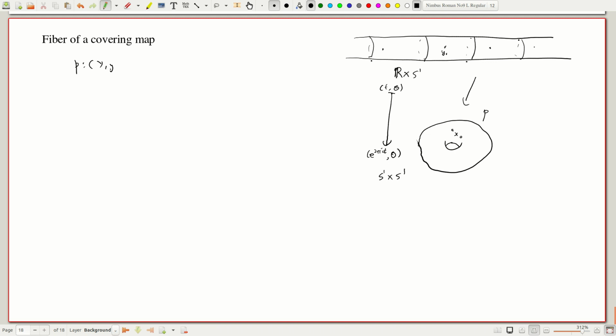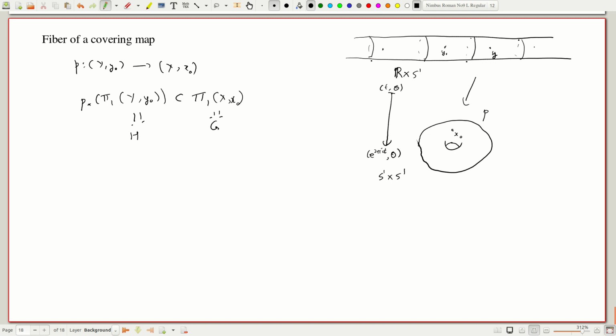We have p going from y0 to x0, and p star of pi 1 of y0, the image, remember, is injective, so you can really identify it with pi 1 of y0, is contained in pi 1 of x0. Let's call this G, and let's call this H. So we have two subgroups H and G, and we want to know how the fiber is determined by H and G. And this is in a rather nice way.